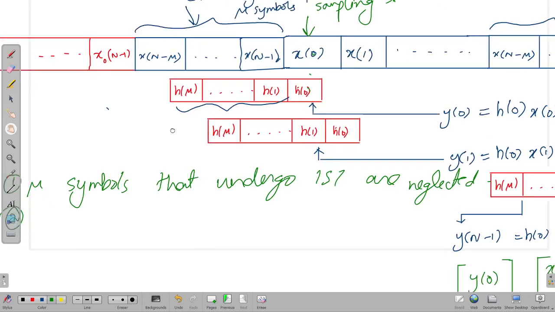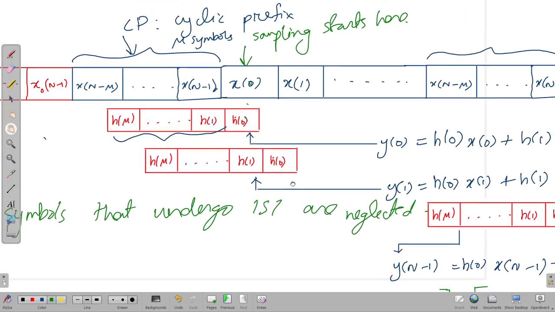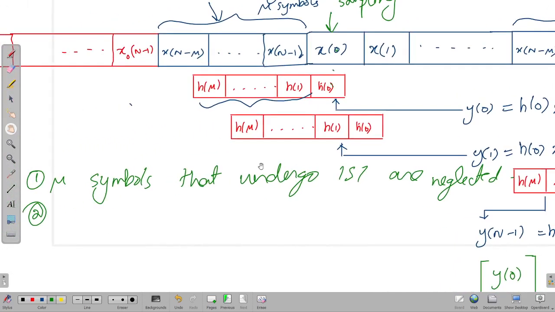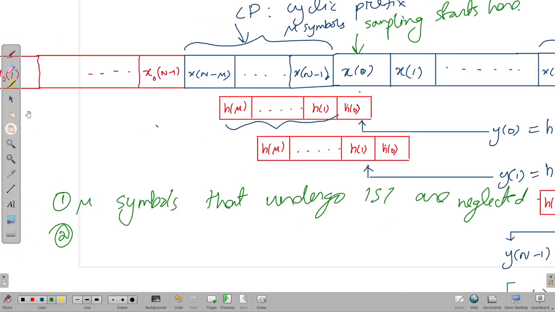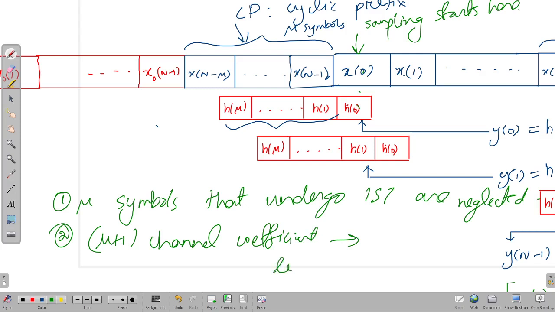Secondly, what should be the size of the cyclic prefix? If you have a multipath wireless channel having mu plus 1 channel coefficients, then the length of the cyclic prefix must be mu. The length of the cyclic prefix must be 1 less than the total length of the channel.